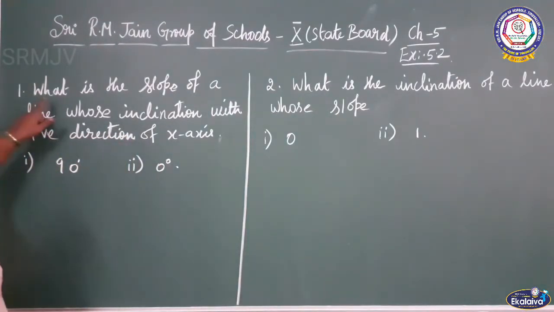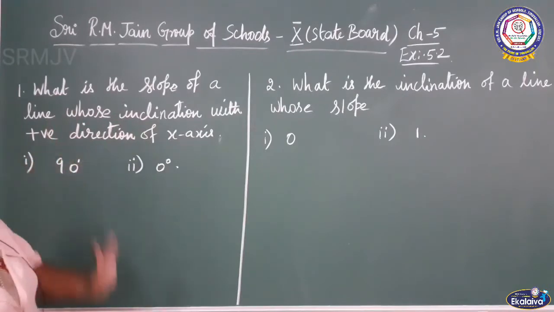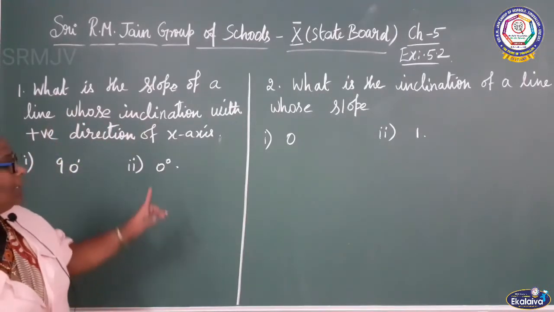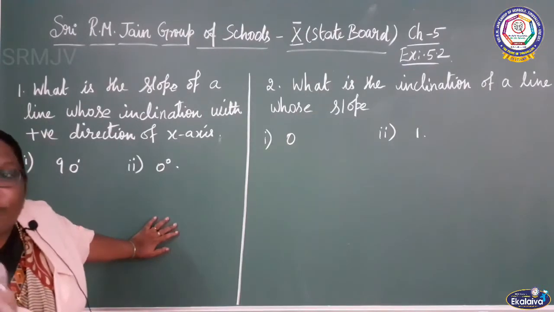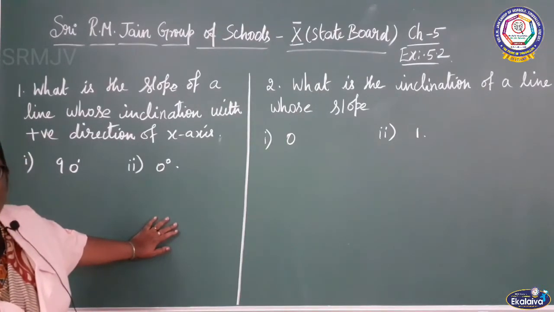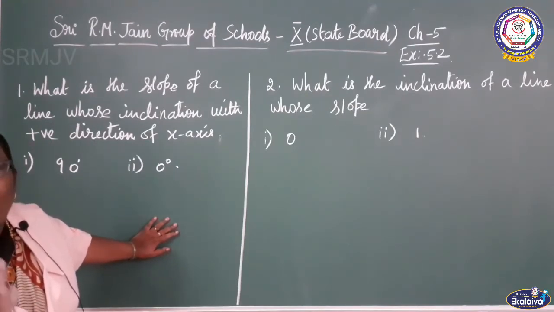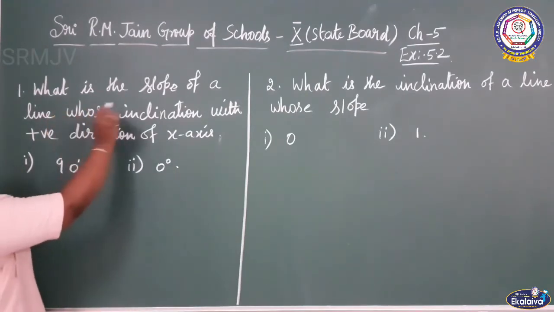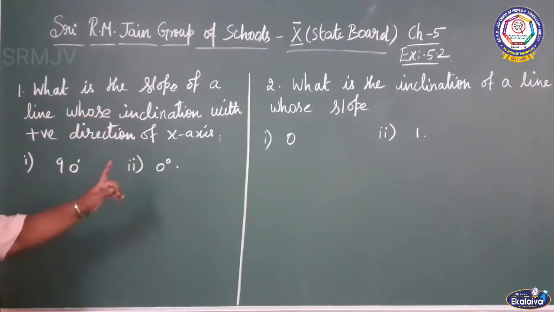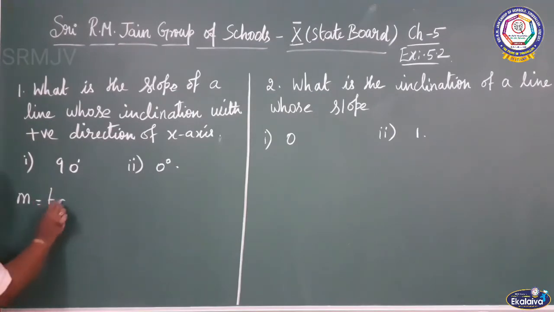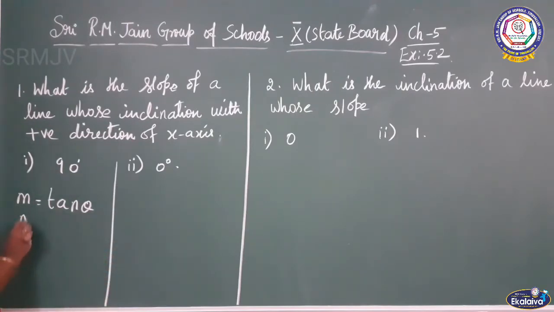See the first sum. What is the slope of the line whose inclination with the positive direction of the x-axis is 90 degrees? Positive direction means 0 degrees, tan 0. If it is the negative direction, you can take the theta value as 180 degrees. If theta is given, you can choose m equals tan theta. Here theta equals 90 degrees.